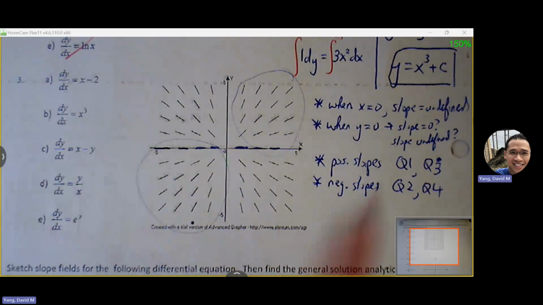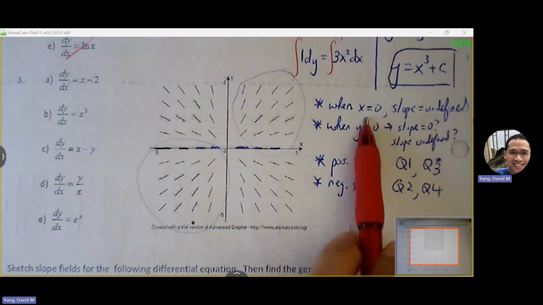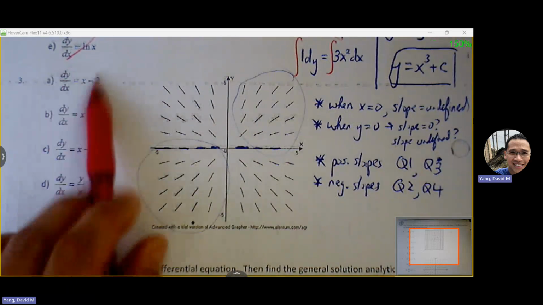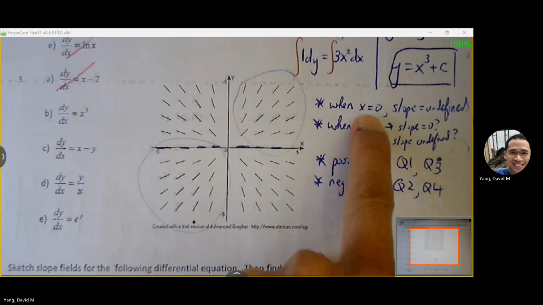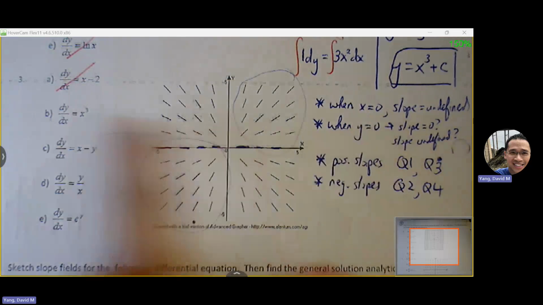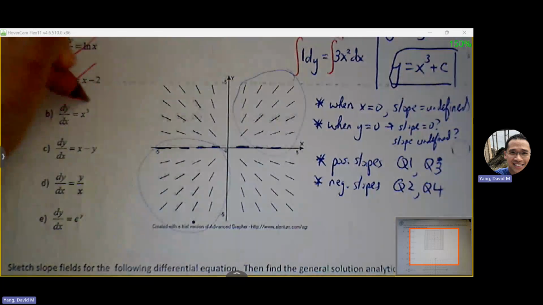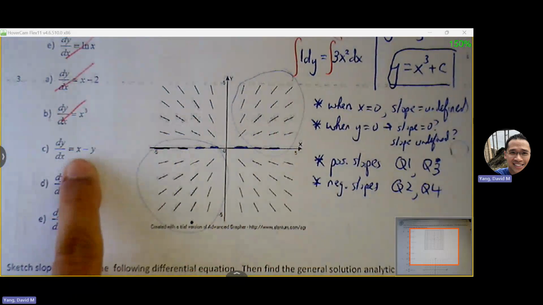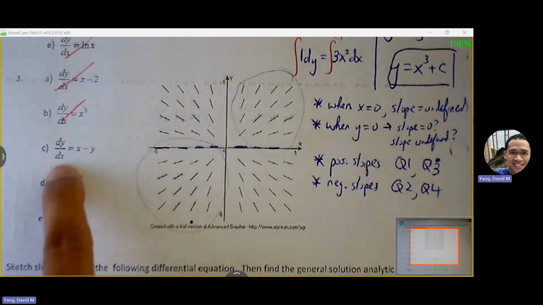That can't be the answer. So dy dx equals x minus 2. When x equals 0, slope is undefined. If I plug 0 in for x, I'm not getting undefined here, so this can't be it. When x equals 0, that's not undefined slope, that's slope 0. If I plug 0 in for x, I'm not always getting undefined. Could be 0 minus 3, could be 0 minus 4.